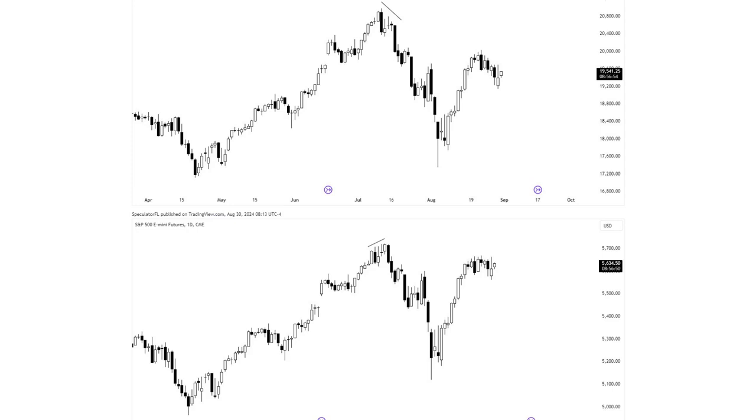Also, if you are a diligent student, then you would remember that right here, this is the monthly CRT high. Price purged that high, and then it reversed from there, which means the SMT was also formed at a key time and key level, a higher time frame key level, which was the monthly CRT.